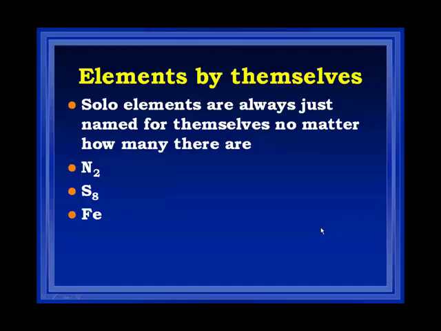Now, another easy thing about this naming is solo elements, or elements by themselves, are always named for that element. Doesn't matter how many there are. So N2 is just nitrogen. Okay, S8 is sulfur. And then Fe is just iron. So it doesn't matter what the subscript is. It's just named for that element.